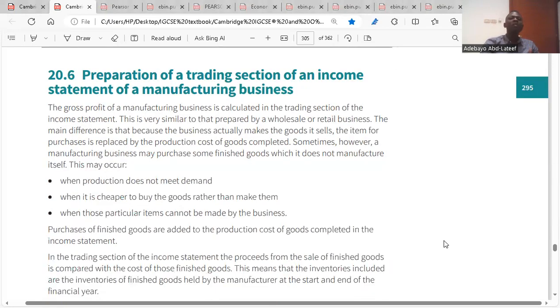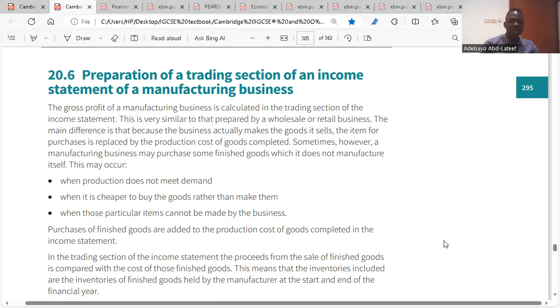So, preparation of a trading section of an income statement of a manufacturing business. The gross profit of the manufacturing business is calculated in the trading section of the income statement. This is very similar to that prepared by a wholesaler or retail business. The main difference is that because the business actually makes the goods itself, the item for purchase is replaced by the production cost of goods completed.